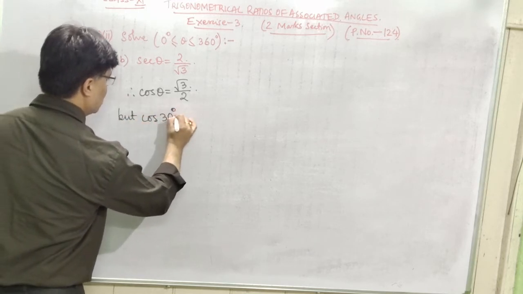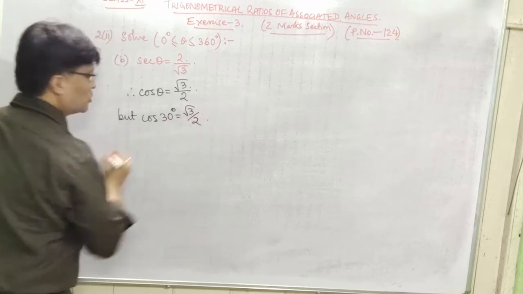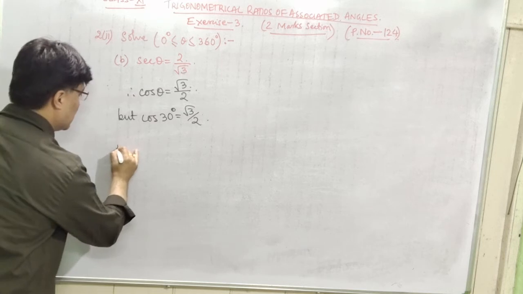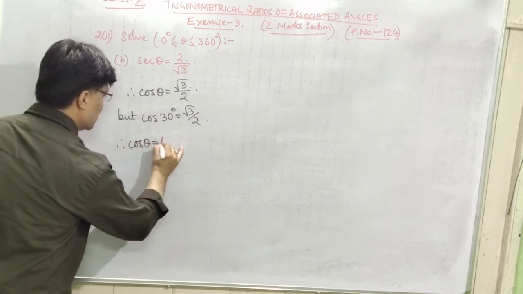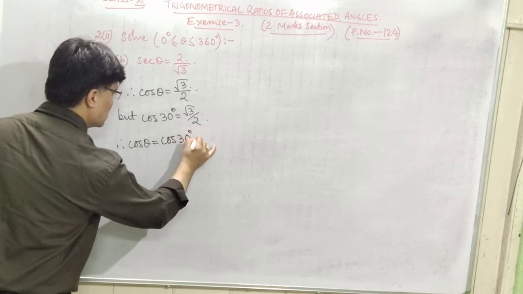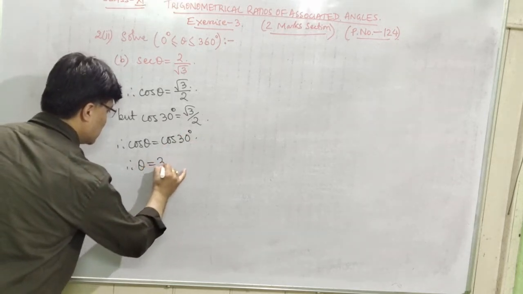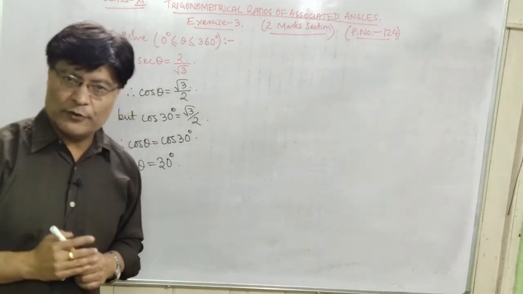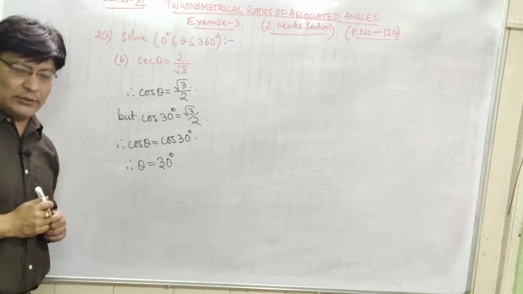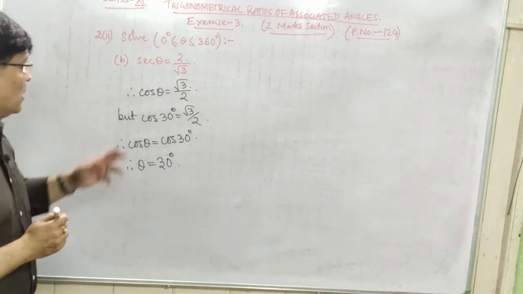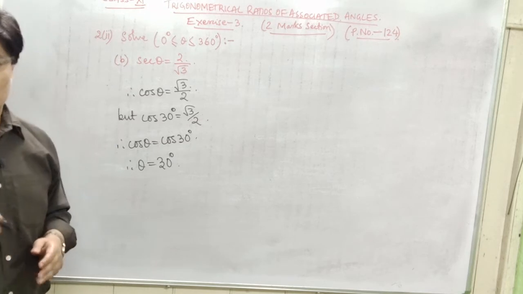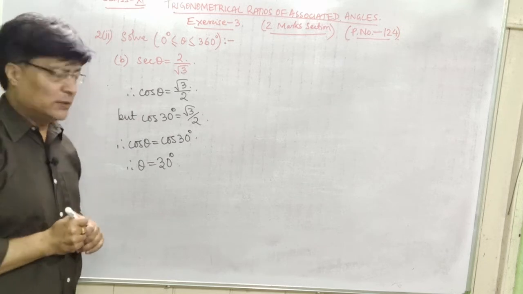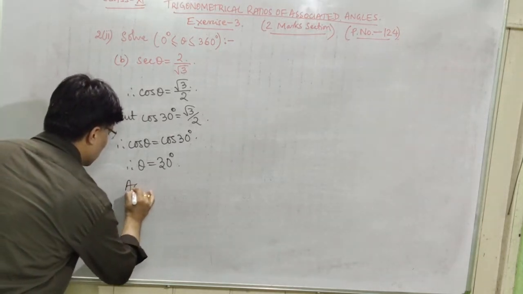Cos 30 degree is equal to root 3 by 2. So if right hand sides are equal, left hand sides must be equated. So therefore cos theta is equal to cos 30 degree. So therefore theta is equal to 30 degree. So is that clear to all of you? So theta is equal to 30 degree. Okay. This 30 degree lies in the first quadrant. We have got one of the answers. Now again cos theta is positive in the fourth quadrant.